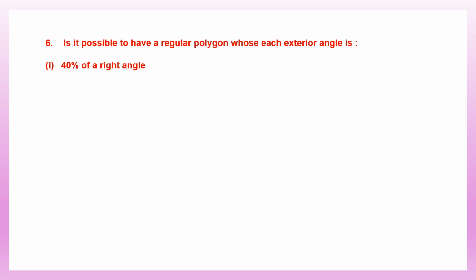Next one, is it possible to have a regular polygon whose each exterior angle is 40% of a right angle? First, let's find out how much this is. 40% means 40 by 100. Of means into. Right angle means 90 degrees. So let's cancel what we can. I can cancel 1 0 here, 1 0 here, 1 here and 1 here. Now multiply. 4 9s are 36. So 40% of a right angle is 36 degrees.